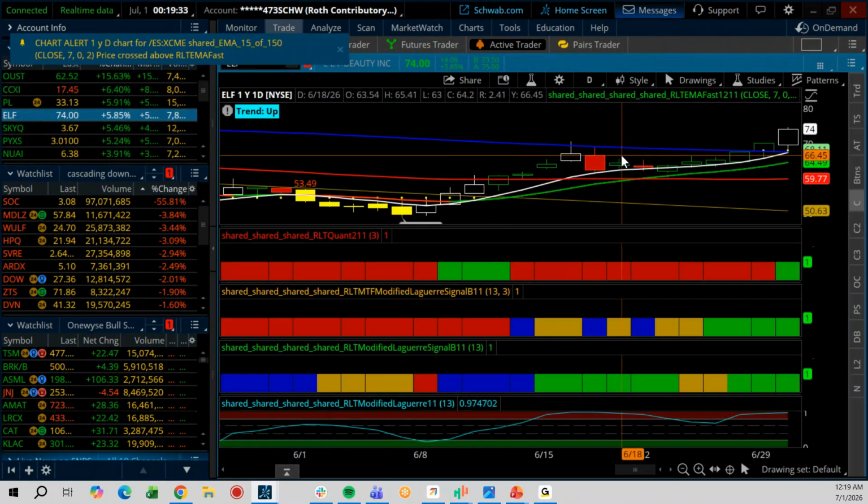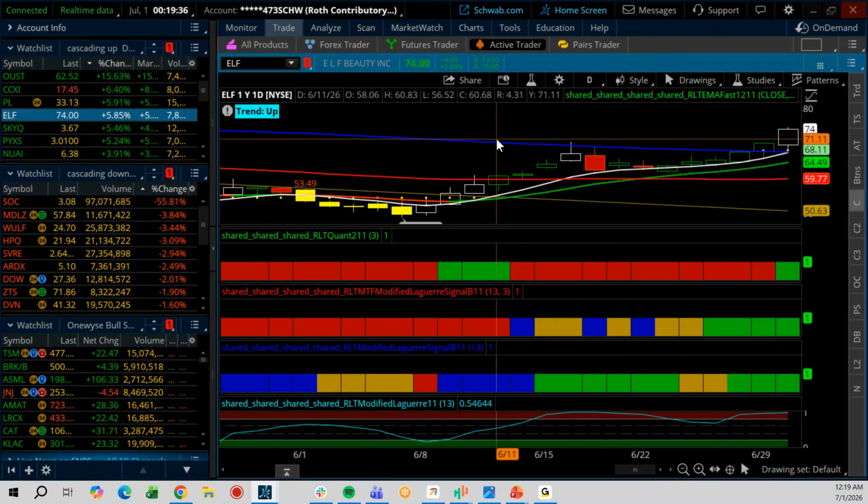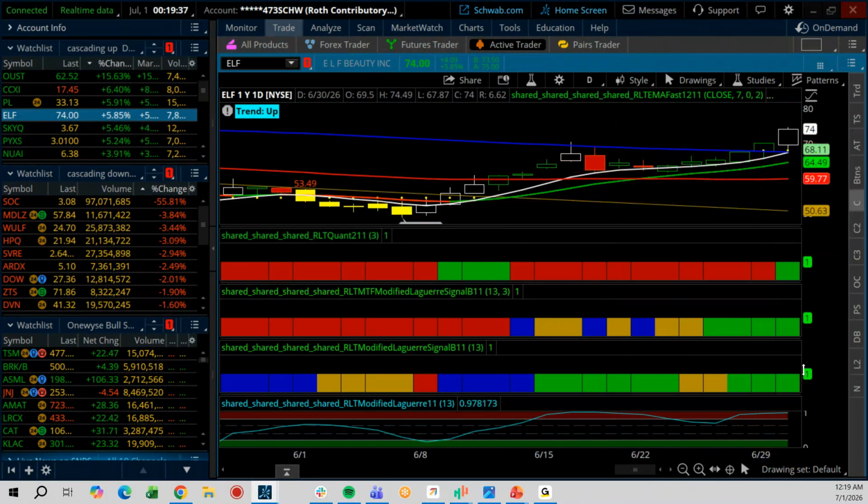So here's ELF, right? So here's ELF on a daily chart. What do we see here, right? Well, the current time frame and multi-time frame momentum are green, right? Perfect. That means we can go bullish on this, or we can go long on this.